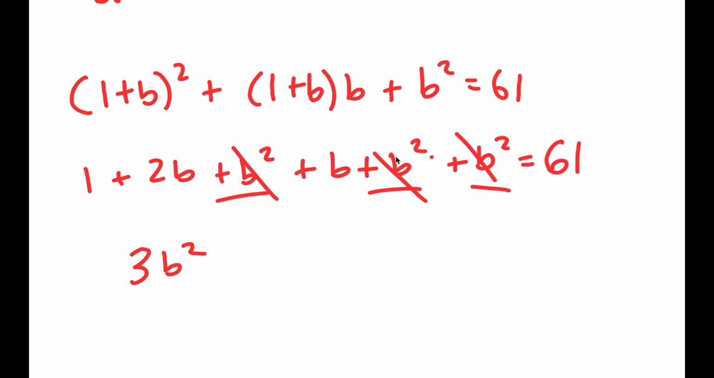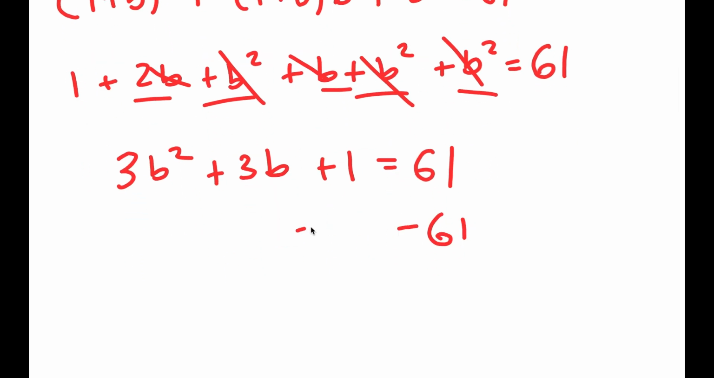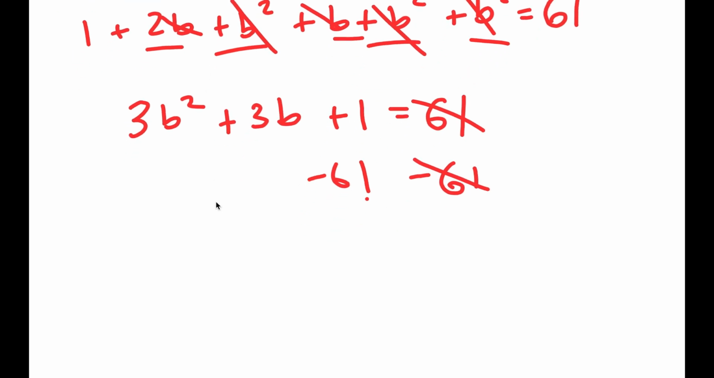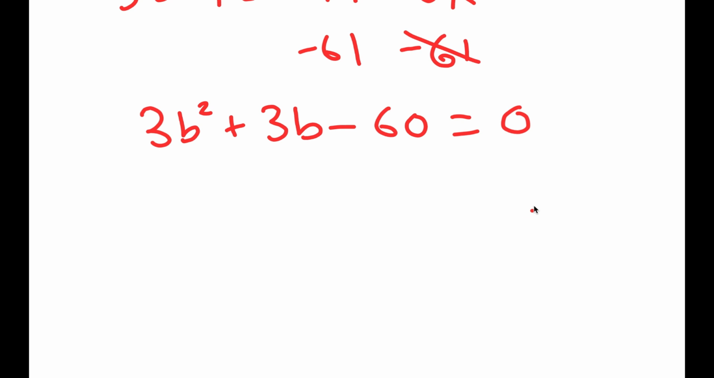And then now that we're done with these, we look at just our b's. So we have 2b plus b, which is 3b. And then finally we have plus 1 at the end. So I get 3b squared plus 3b plus 1 is equal to 61. Now from here, I'm going to subtract 61 on both sides. So I get 3b squared plus 3b minus 60, since 1 minus 61 is negative 60, is equal to 0.